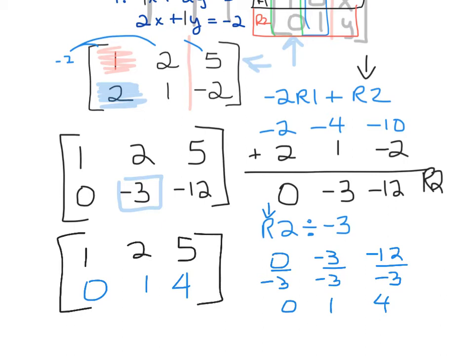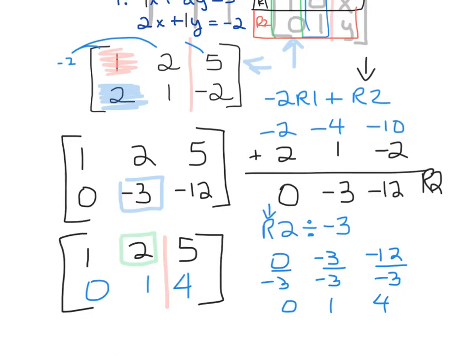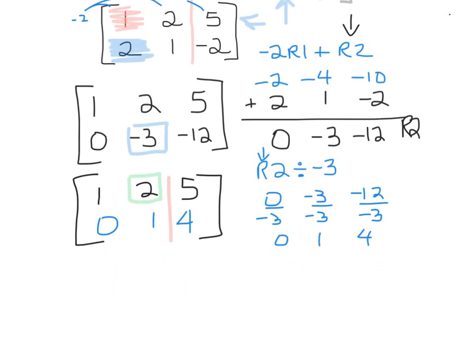Again, I'm trying to make it look like the identity. I still have one more step. I need to make the 2 become a 0. Again, I'm going to use the pivot row, the row that I just made the 1. I'm going to multiply that pivot row by -2, and then add it to row 1.